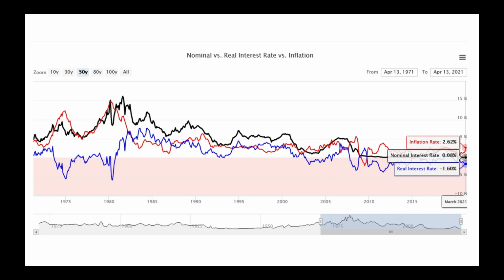I just want to watch this chart and see one interesting fact. If we go back 50 years, to 1975, you can see this black line, the nominal interest rate, is always above the pink area, above zero. And right now, the real interest rate is negative, and we see every single day that it is getting more negative. What we know is that when the real interest rate is negative, precious metals prices rise.